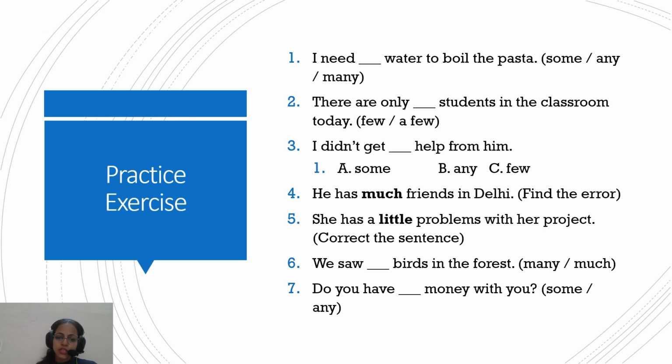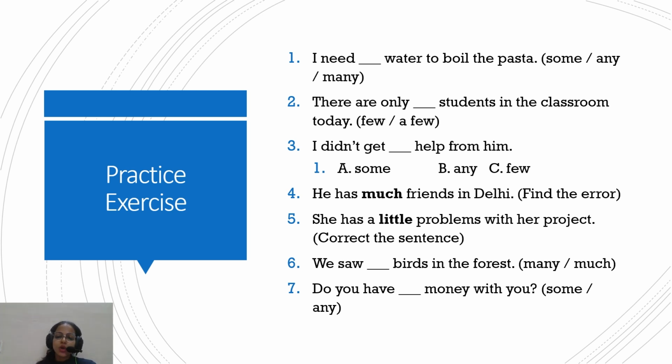So we have to spot the error in question 4. He has much friends in Delhi. Of course not. Friends, as we discussed before, is a countable noun. So he has many friends in Delhi. Much is used when you're talking about amount, and we are here talking about number, the quantity.